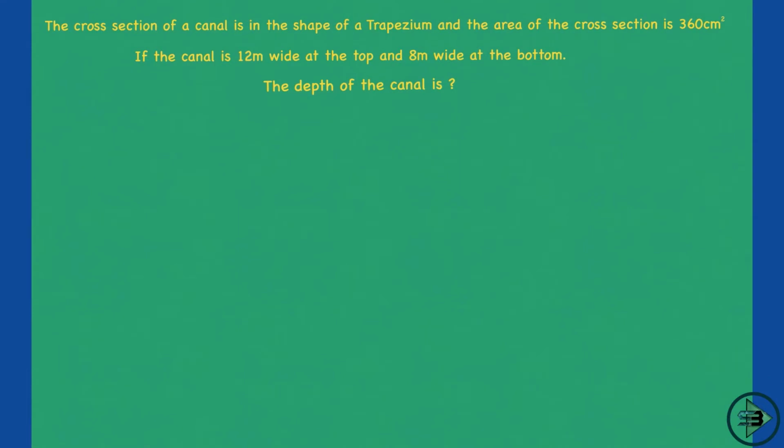Okay, let's take the next problem here. Again with the trapezium. The cross section of a canal is in the shape of a trapezium, and the area of the cross section is 360 centimeter square. If the canal is 12 meter wide at the top and 8 meter wide at the bottom, the depth of the canal is. So see what is given here. This is, say, a canal. So I'll just first draw how it looks. This canal looks like a trapezium.